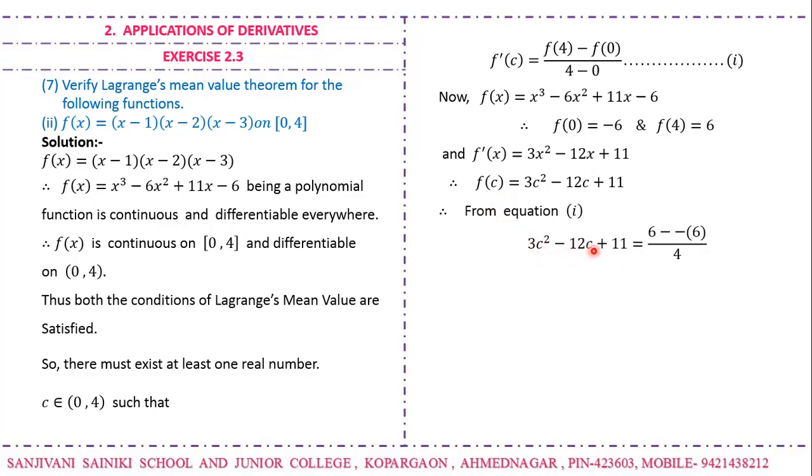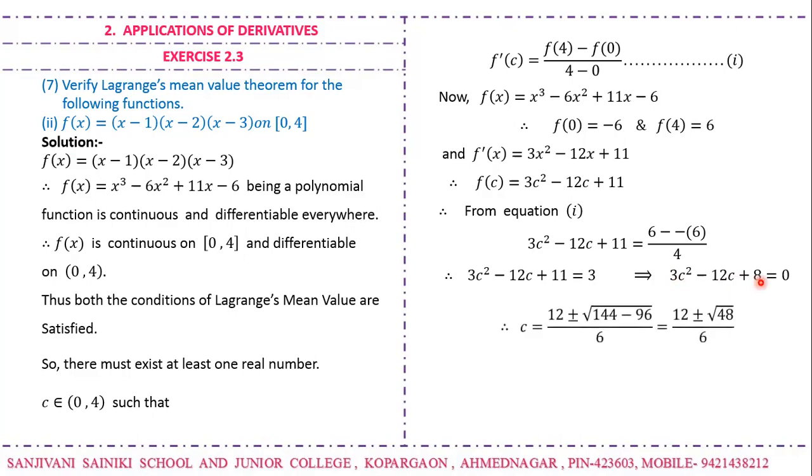So 3c square minus 12c plus 11 is equal to 6 minus of minus 6 upon 4. That means 3c square minus 12c plus 8 is equal to 0. So using the formula to find the root of the quadratic equation, we get the root as 12 plus minus root 48 upon 6, that is 2 plus minus 2 upon root 3, which belongs to 0 to 4. Okay, so the Lagrange's mean value theorem is verified and the value of c is 2 plus minus 2 upon root 3.